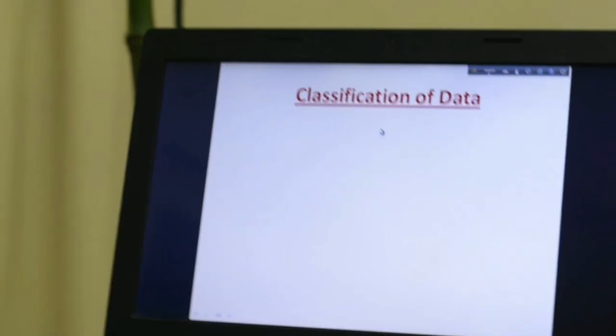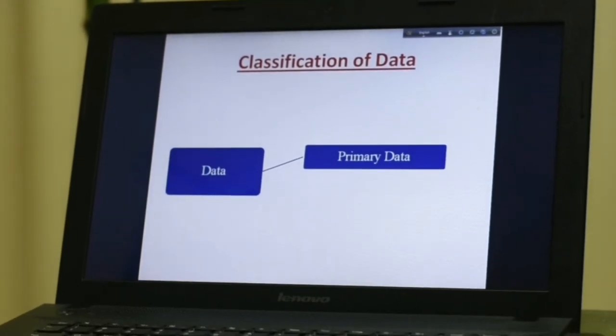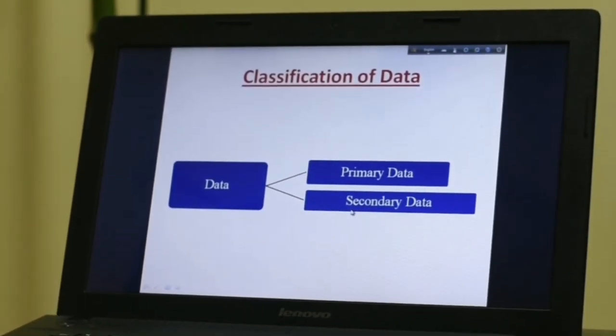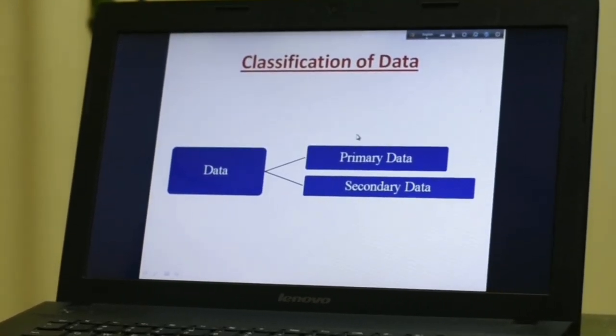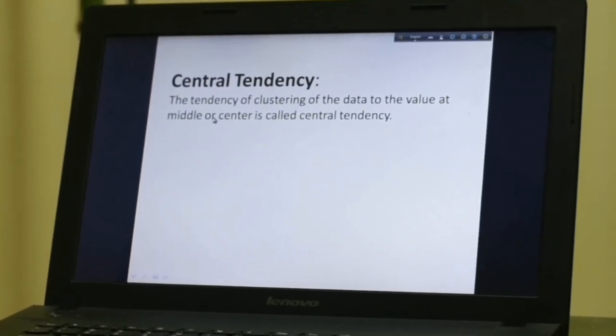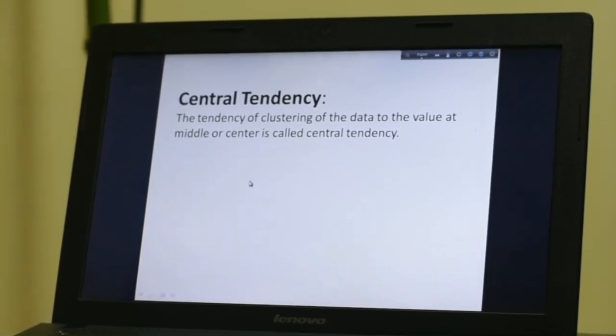Now, what is the classification of data? Mainly, there are 2 types of data. Firstly, primary data, and secondly, secondary data. Primary data and secondary data were discussed in the previous class, that is class 7. Now, disorganized data, unorganized data also exist, but this is not the classification.